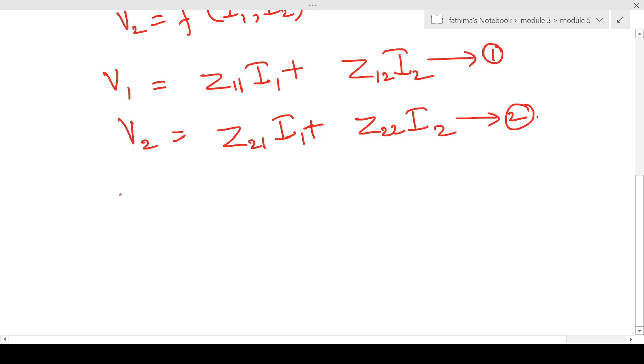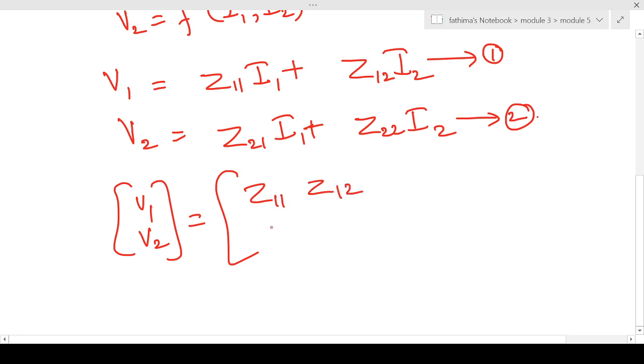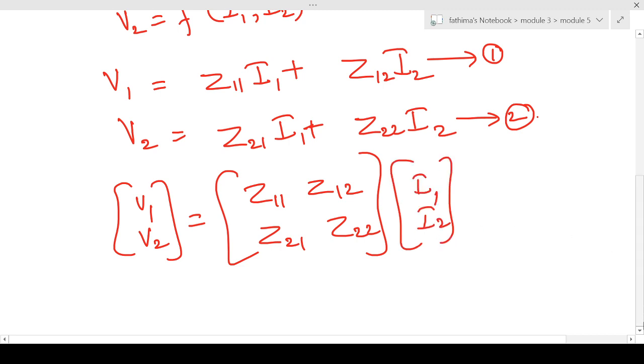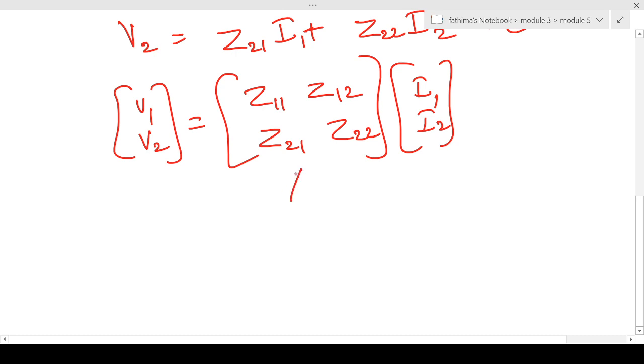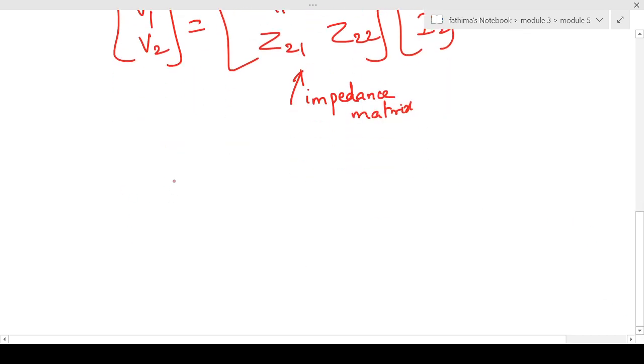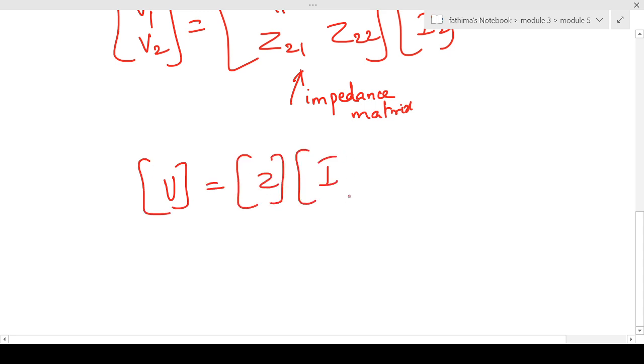Now we can write this in matrix form. So this can be written as [V1; V2] is equal to [Z11, Z12; Z21, Z22] into [I1; I2]. So first is the voltage matrix V1, V2. This is the impedance matrix Z11, Z12, Z21 and Z22. And the third is the current matrix. So this can also be written as matrix V is equal to matrix Z into matrix I. Now we have to find each of these Z parameters.